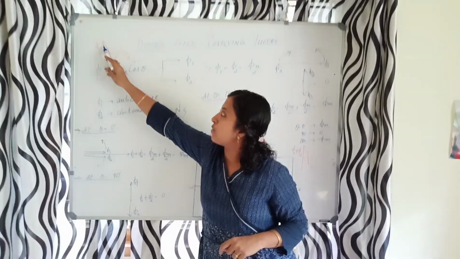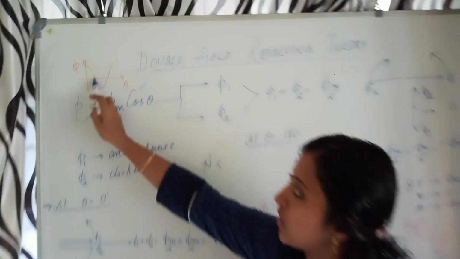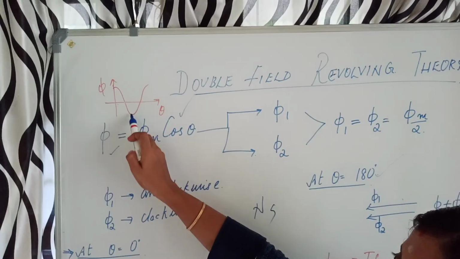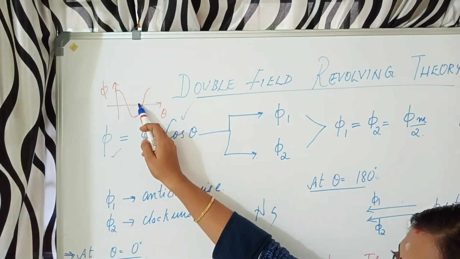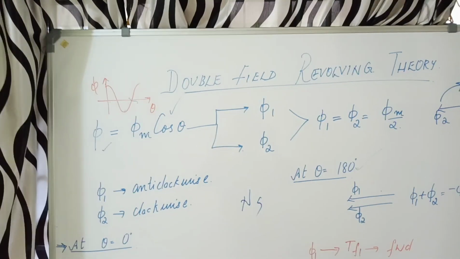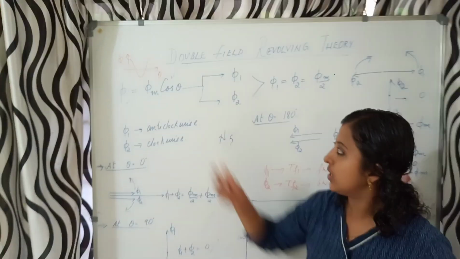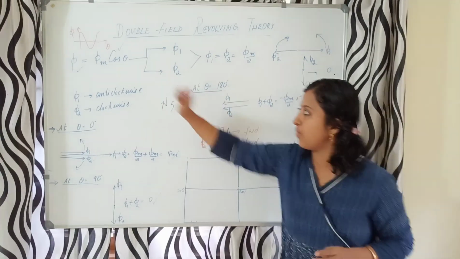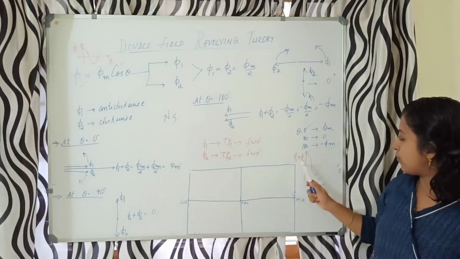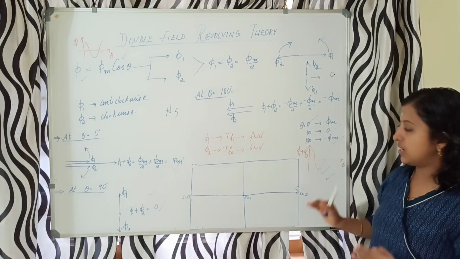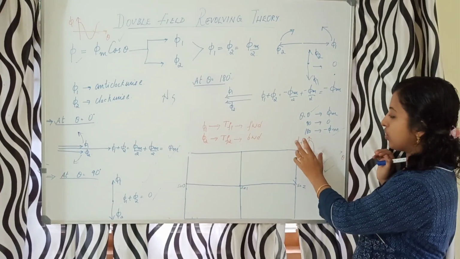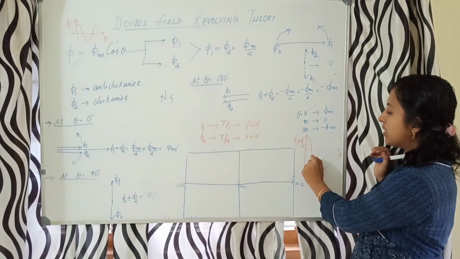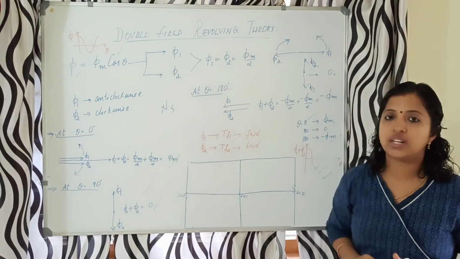At 0 you have the maximum, at 90 you have the 0, at 180 you have the negative maximum, at 270 you have what? Again the 0 value. Both waves, the wave of phi, which is a cosine wave, is the same as the wave of phi 1 plus phi 2. That is, if you are combining phi 1 and phi 2, the resultant will give you another alternating quantity phi.